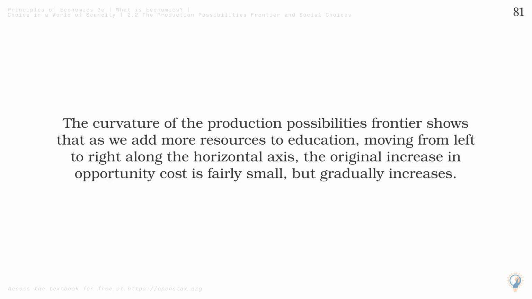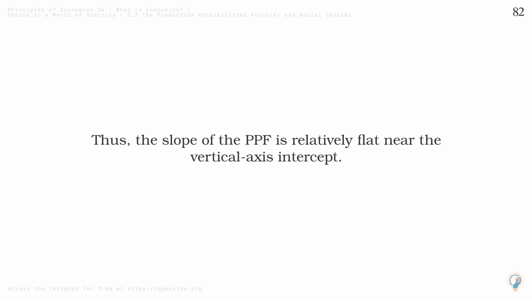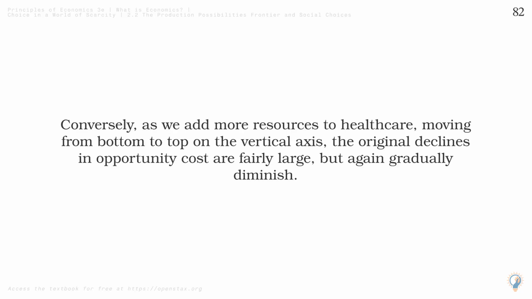The curvature of the production possibilities frontier shows that as we add more resources to education, moving from left to right along the horizontal axis, the original increase in opportunity cost is fairly small, but gradually increases. Thus, the slope of the PPF is relatively flat near the vertical axis intercept.